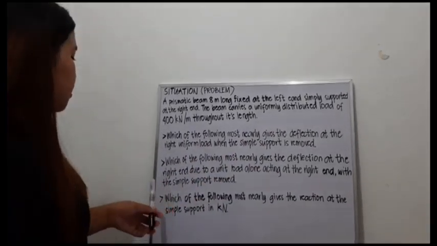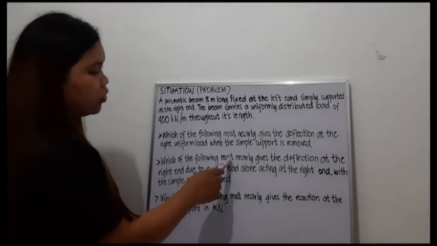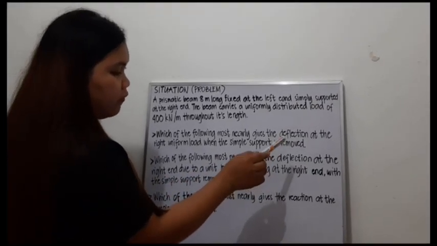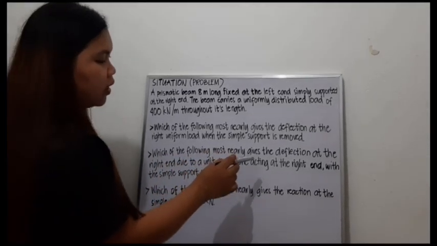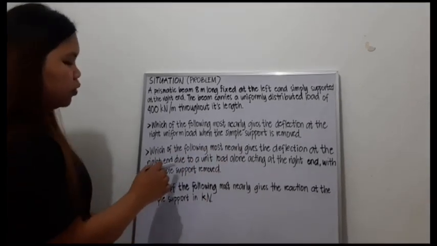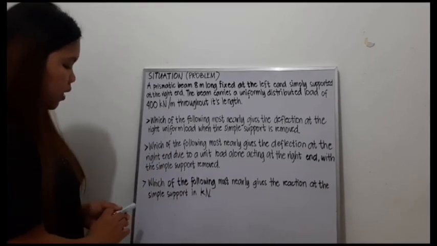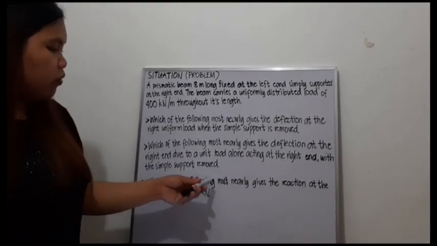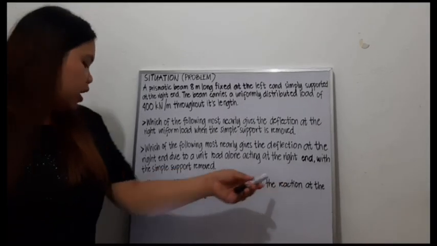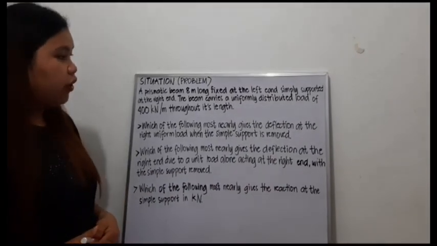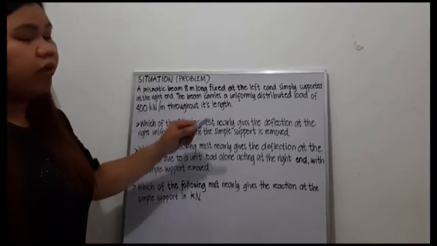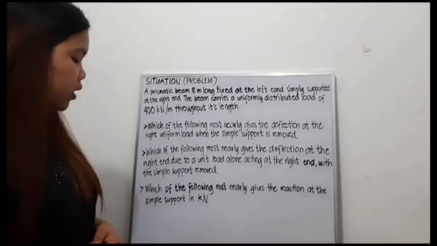And the second is which of the following most nearly gives the deflection at the right end due to a unit load alone acting at the right end with the simple support removed. Lastly, which of the following most nearly gives the reaction at the simple support in kN? And for that, we're going to write some solutions together with the FBD for us to answer these questions.